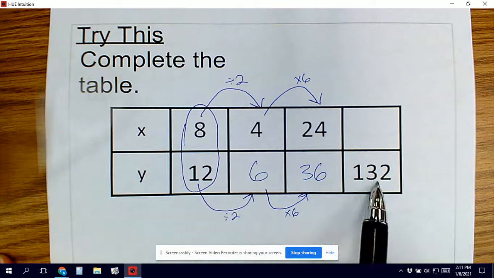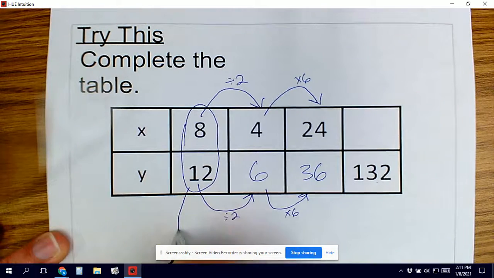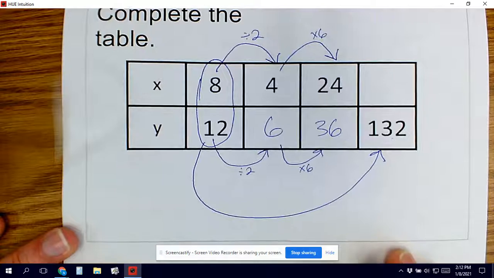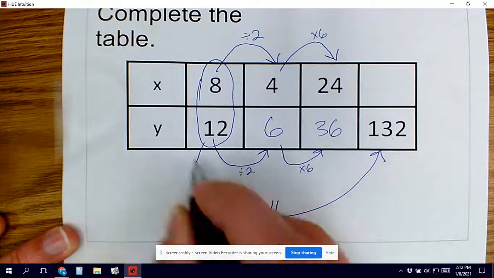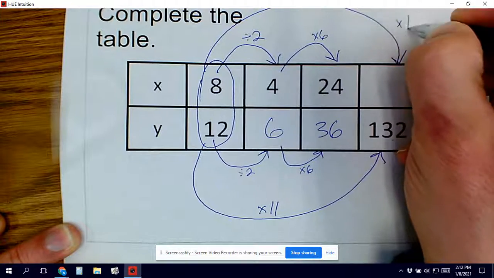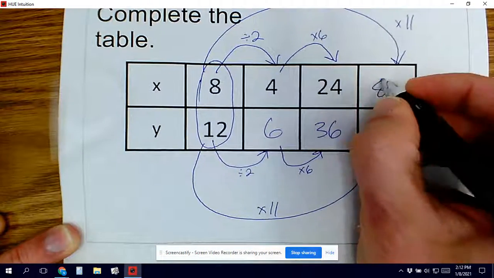And then to get to 132, I think probably the easiest jump is from the 12. If you remember your third grade multiplication facts, 12 times 11 is 132. So coming back to the 8 and multiplying it by 11, 8 times 11 gives us 88 to fill in that blank.